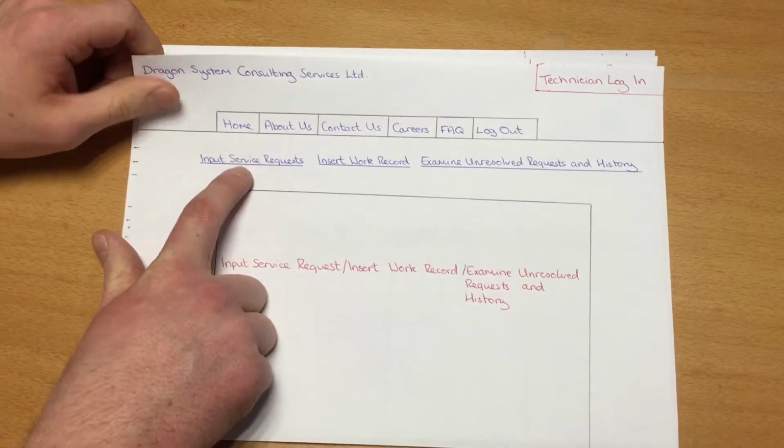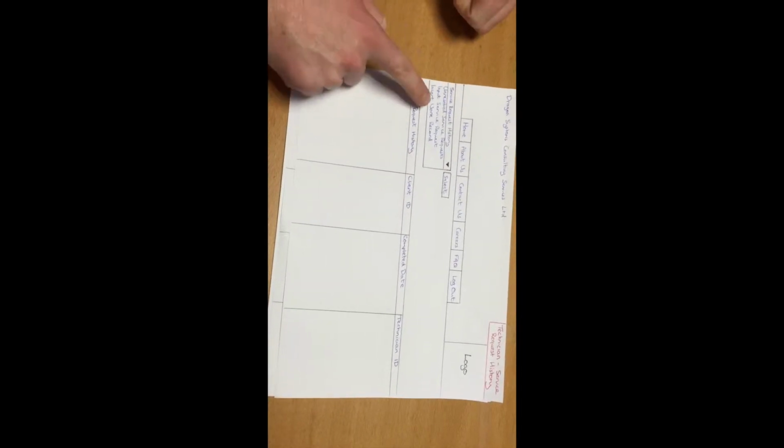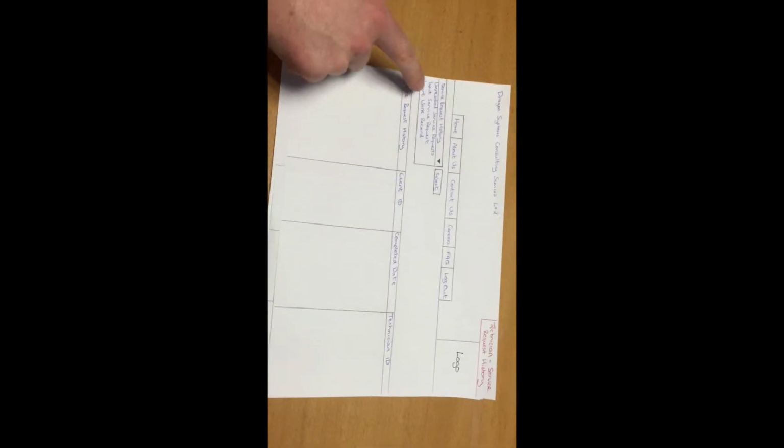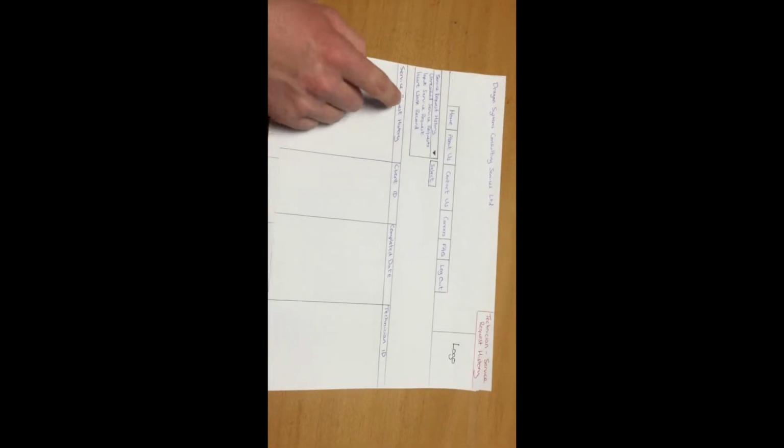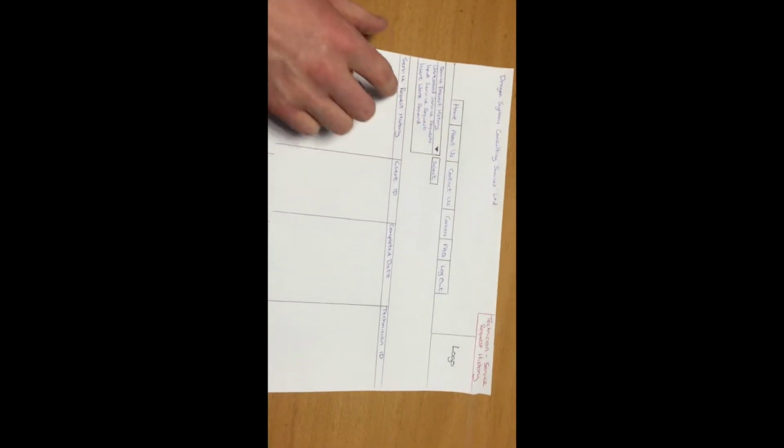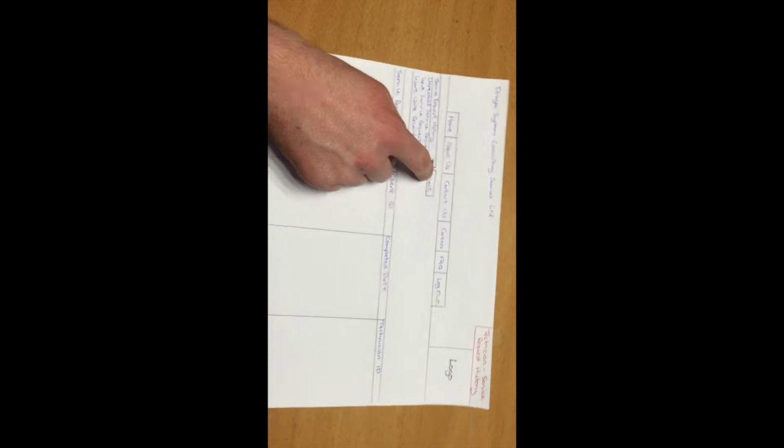We hit the input service request, and once we hit the service request, then in the technician login, it moves on to the service request page. We can look here in the drop down box, we can hit the service request history, unresolved service requests, input service requests, or insert work record. So once we insert the service request, we hit select, and the service request history will come down in the bottom table below.